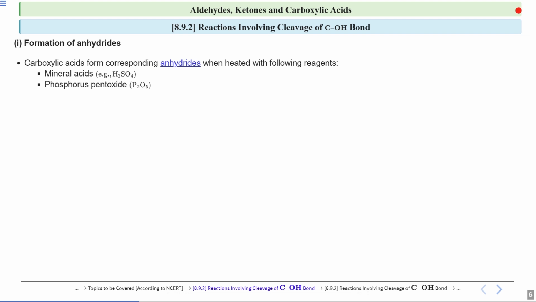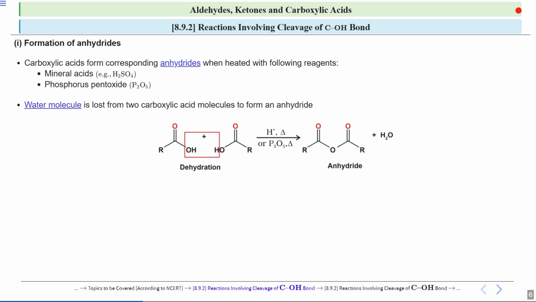Another reagent that can be used is phosphorus pentaoxide, which is P2O5. This compound is a powerful dehydrating agent, meaning it can effectively remove water from carboxylic acids to form anhydrides. Here one thing you need to notice is how different reagents can achieve more or less similar outcomes. Now look at the process. Here you will see that a water molecule is lost from two carboxylic acid molecules to form an anhydride.